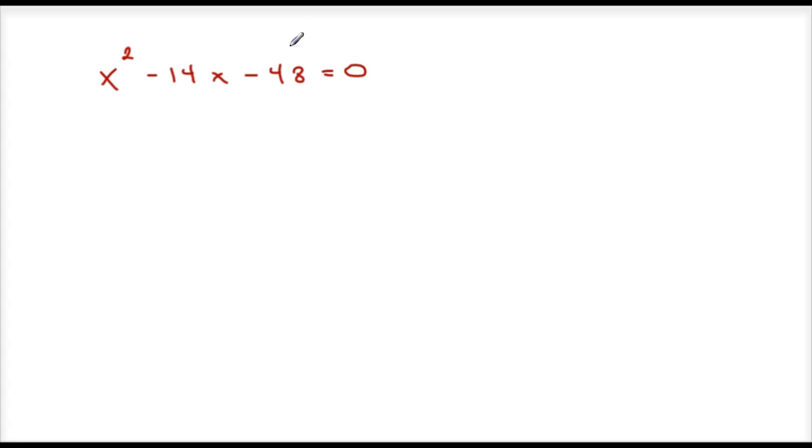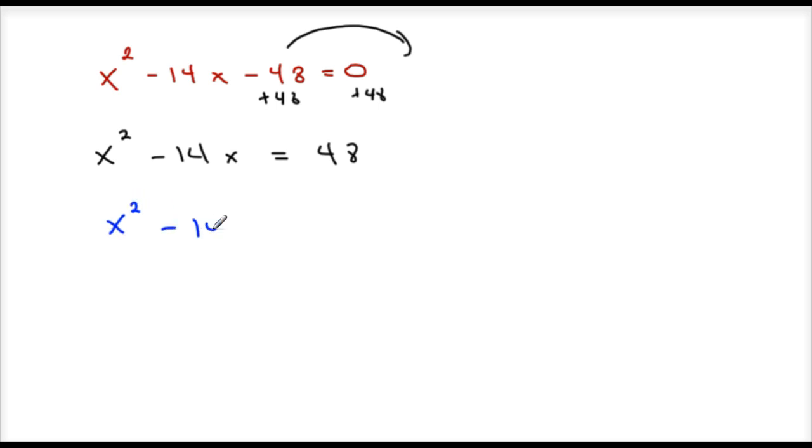First, let's get everything over on one side that does not have an x. So let's bring this one over. We're going to have x squared minus 14x equals 48, just adding 48 to both sides. All right, so let's get our x's on one side. I'm going to rewrite this and leave myself a little space. So x squared minus 14x, I need some term here, equals 48.